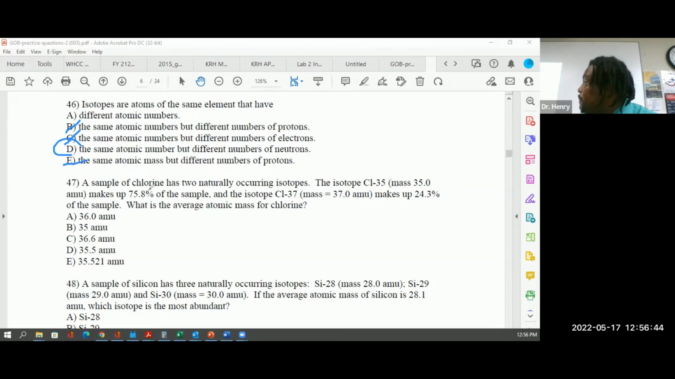Okay. A sample of chlorine has 2 naturally occurring isotopes. The isotope Cl35, it has a mass of 35, makes up 78.8% of the sample. The isotope Cl37 makes up 24.3% of the sample. What is the average mass of chlorine? So how would I go about doing this?